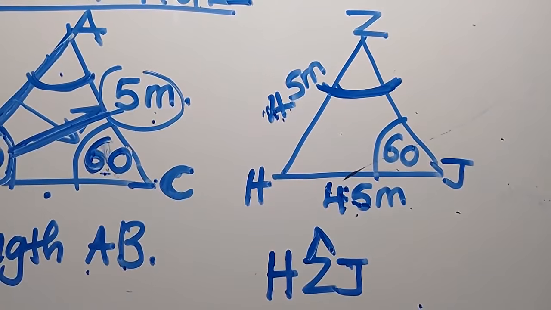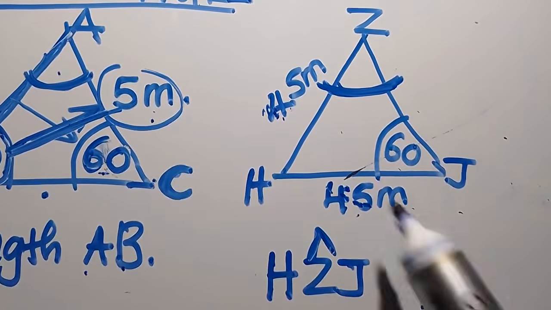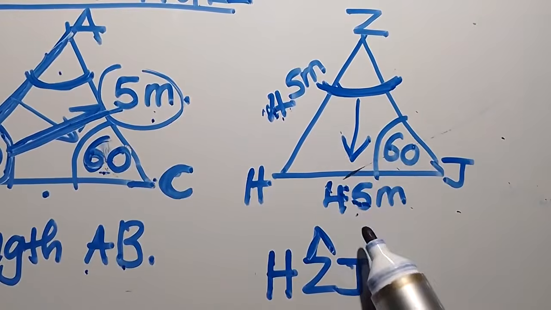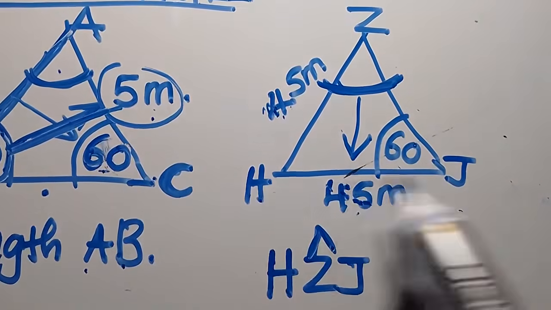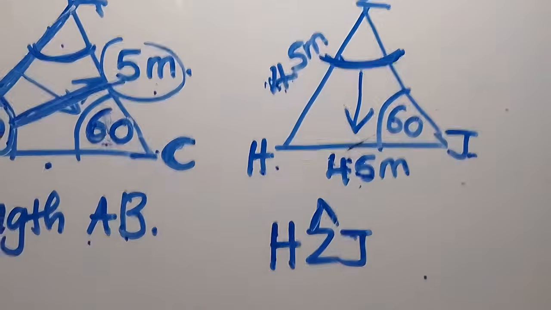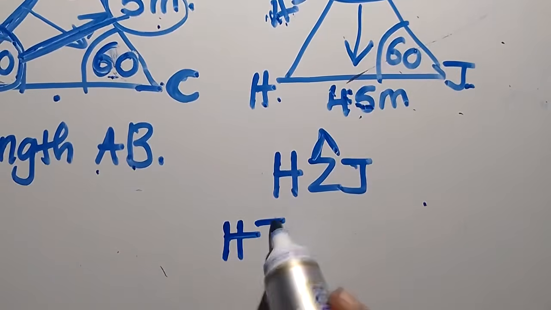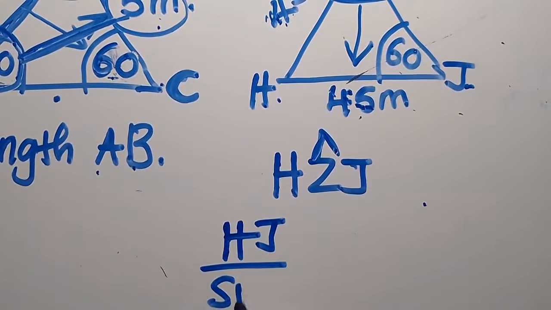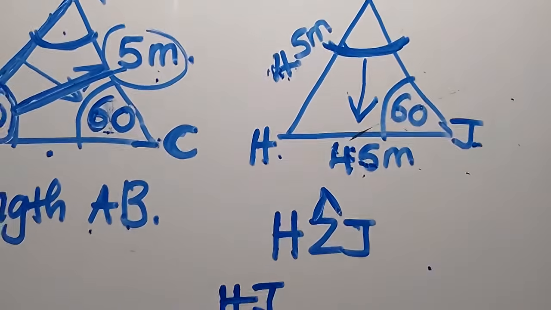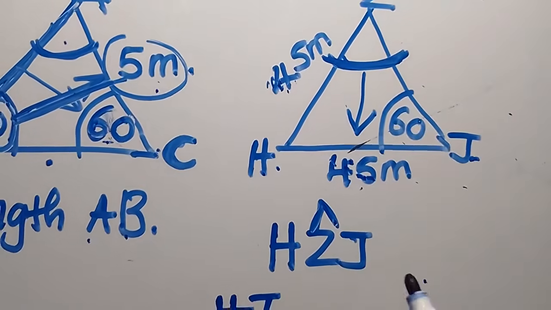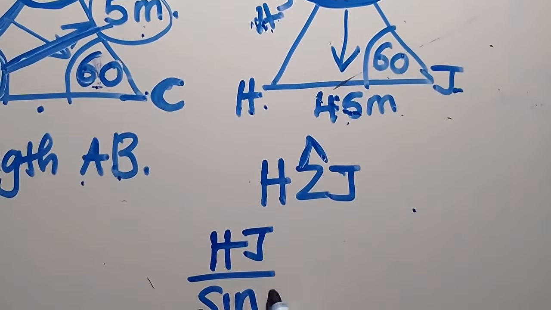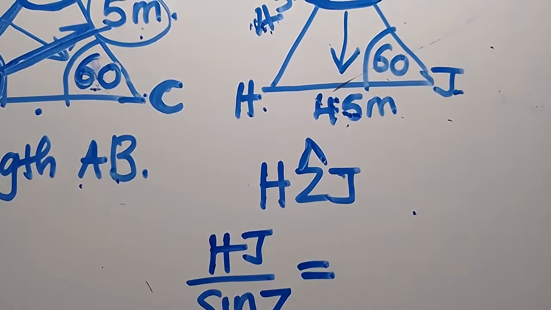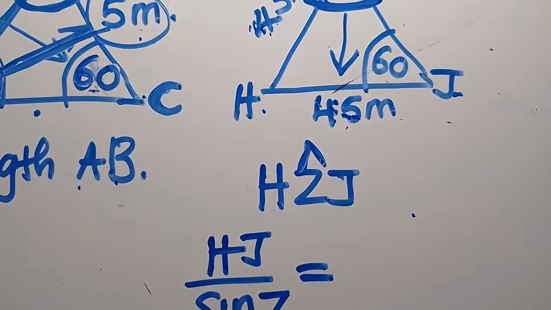So how can you go about that one? You say, okay, this Z is opposite to this side. So you cannot start with that one. You always start with a side. This is HJ. So you are going to say HJ over sine of the angle which is opposite, over sine Z there. Have you seen the Z there? So sine Z, which is equal to. Now you look for a side that is having its own angle.